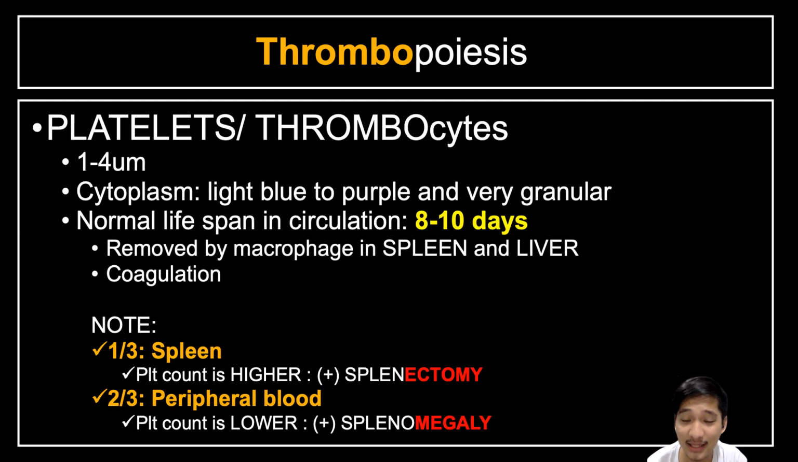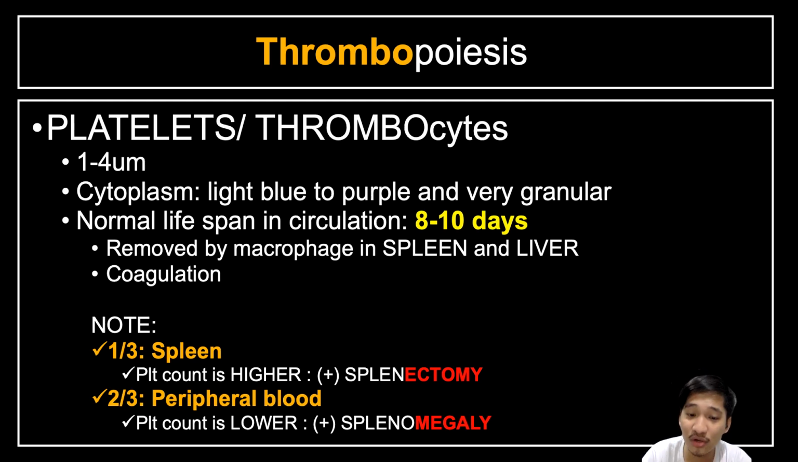One third of our platelets is sequestered, meaning they have a pool inside the spleen. So two-thirds, or the majority, of our platelets is seen in the peripheral blood. So in cases where our patient has splenomegaly, meaning there is a giant or big spleen, the platelet count would be low, because a bigger spleen would sequester a lot of the platelets, thereby giving a lower platelet count on the CBC.